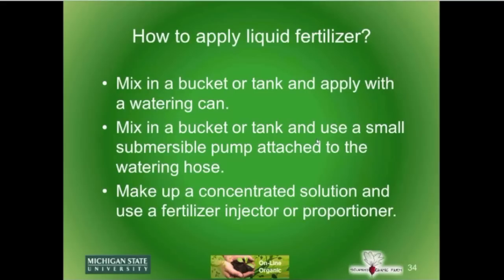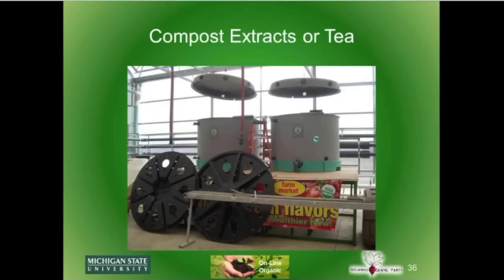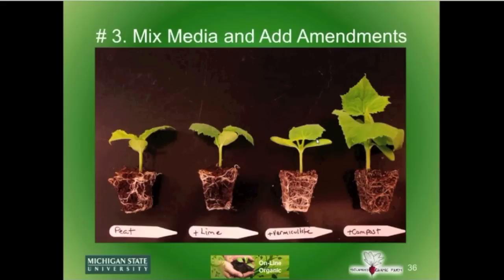All right, and then you can do that simply in a bucket and apply it with a watering can, or in a tank and apply it with a submersible pump through your hose, or you can make up a concentrated solution and apply it through an injector. My observation with most farms is that they're just making up the diluted material and applying it with a watering can or a pump. Making the compost teas can be very simple, also done in a bucket, or some of the larger facilities are using very large brewing equipment.